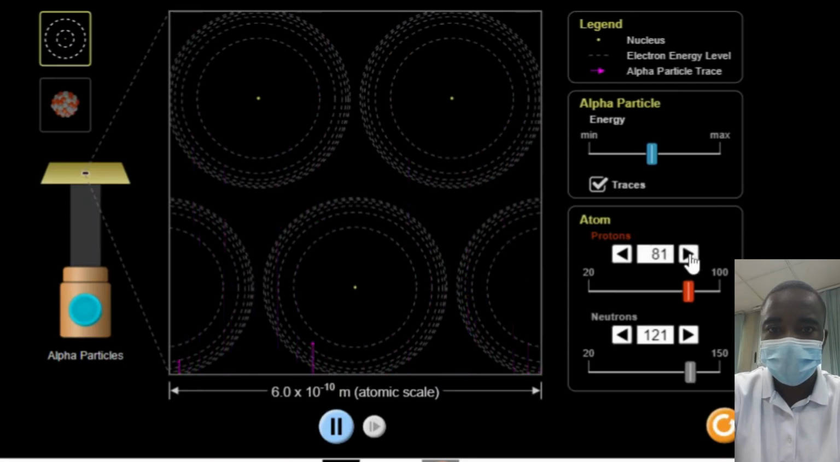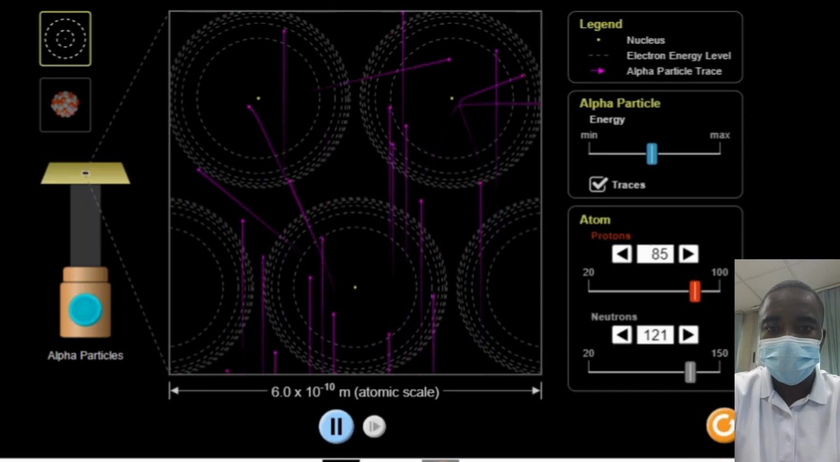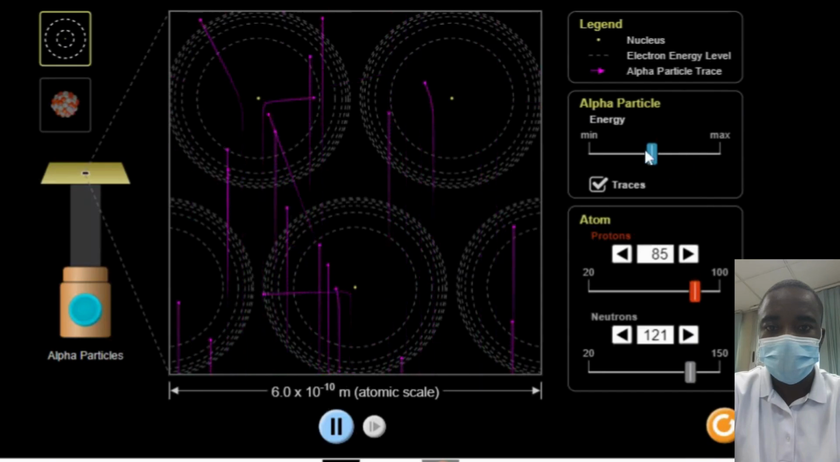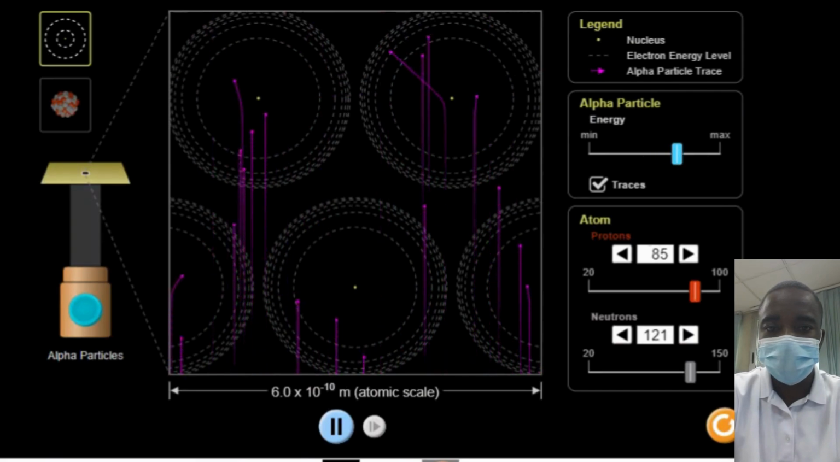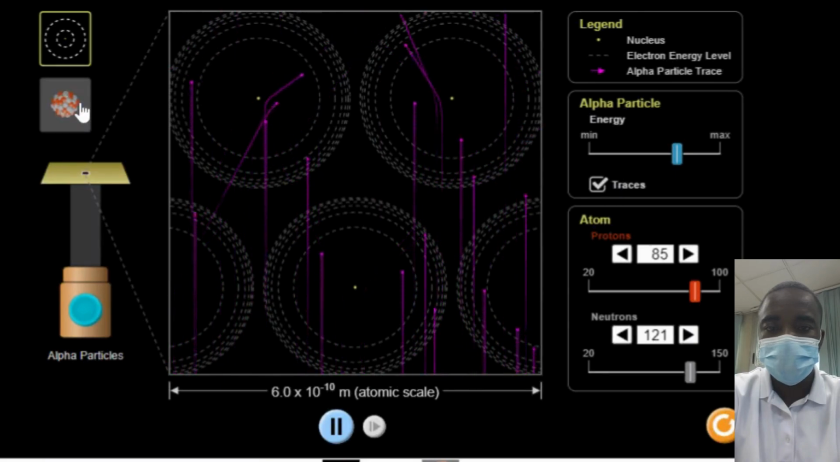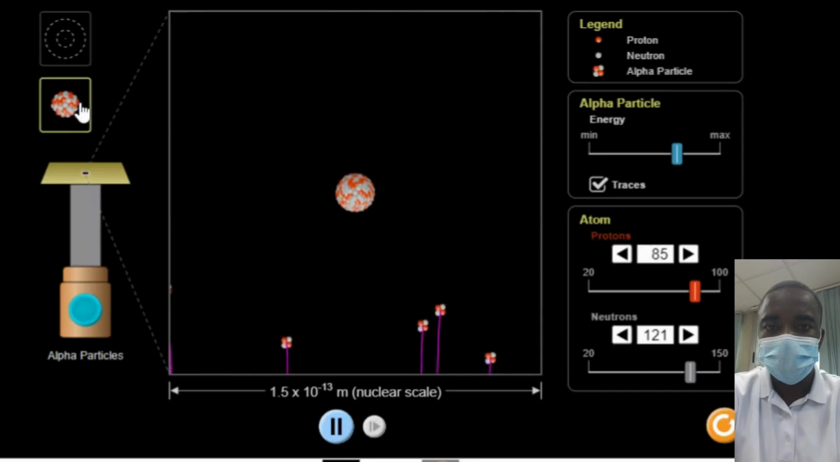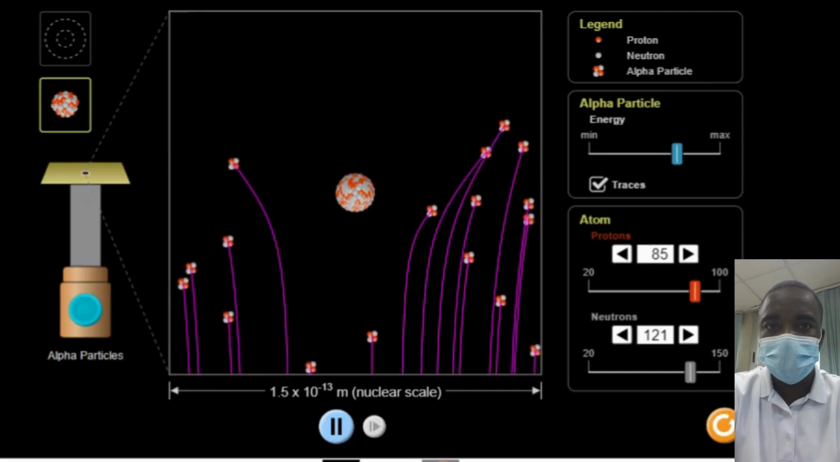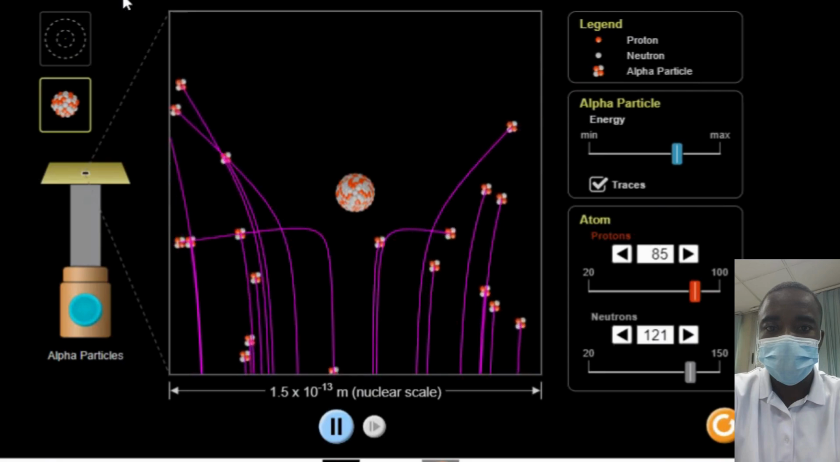The nucleus of an atom is the central, positively charged region that contains protons and neutrons. This simulation helps students observe how alpha particles are deflected when they approach the nucleus. The plum pudding model, proposed by J.J. Thomson, suggested that an atom was composed of a diffuse positive charge embedded with negatively charged electrons. This simulation thus allows students to explore the expected behavior of alpha particles based on this model.